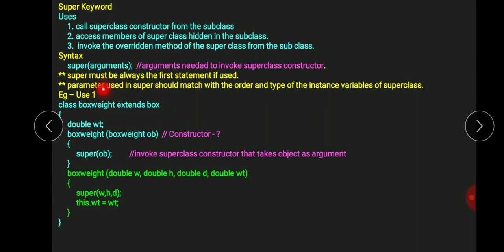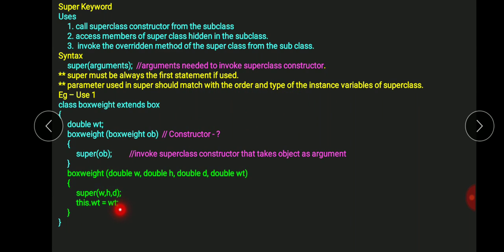And the parameters which are used in the super keyword should match with the superclass constructor. Like if I have defined a parameterized constructor which is taking two arguments inside the superclass, then we have to pass two arguments from the subclass in order to invoke it. So that is what they are saying, that the parameters should match in order and type.